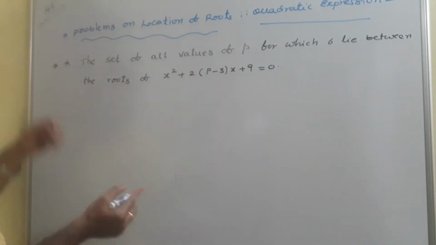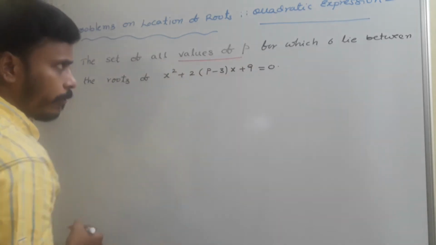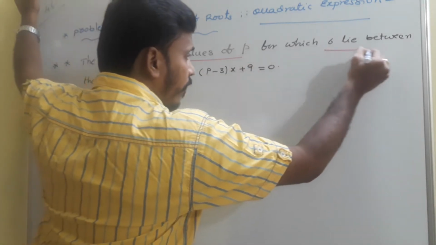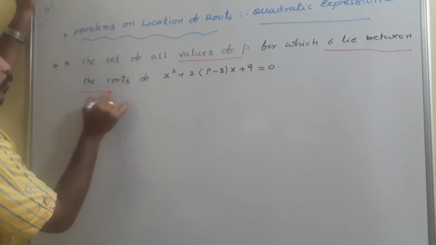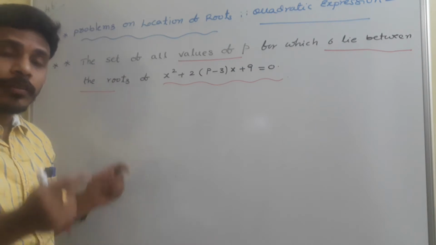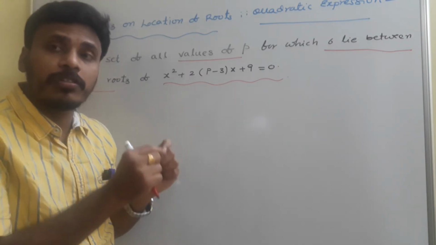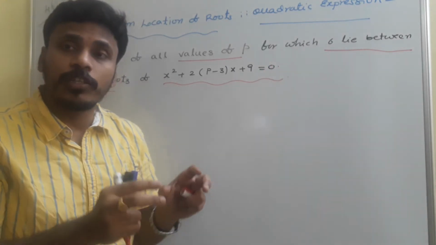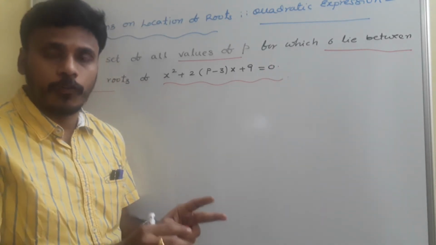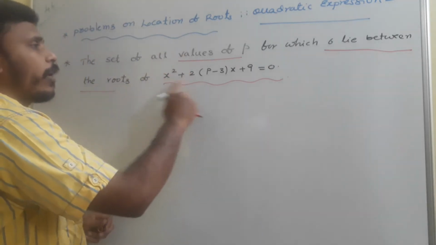If you look at the problem, we need to find the set of all values of p for which 6 lies between the roots of this particular expression. So the location of roots is given: 6 lies between the roots. That is the location of roots on the x-axis, and we need to find all the values of p.